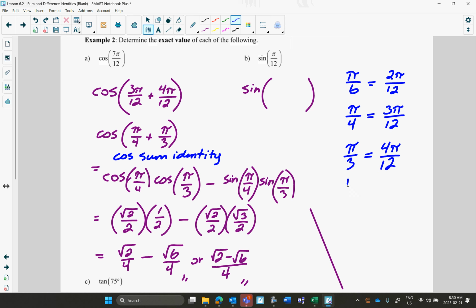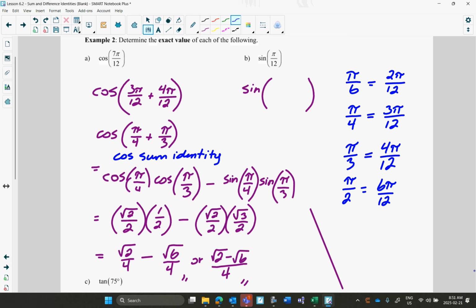Like, what's another one? Pi over 2. That's 6 pi over 12. And then you can start going into the second quadrant. Okay? You could go 5 pi over 6. You can go 3 pi over 4, 2 pi over 3. But often this will be enough to figure it out. Can you see two angles here that I can add or subtract and it's equivalent to this?